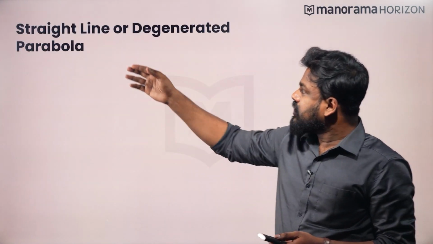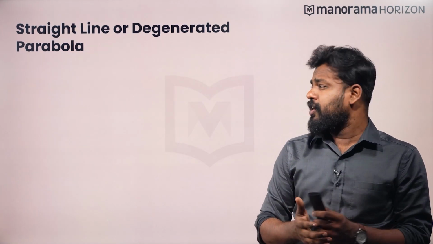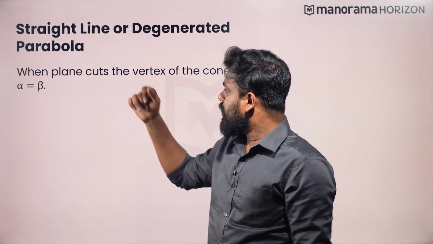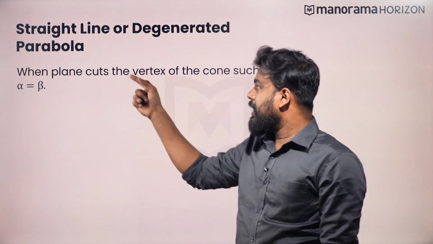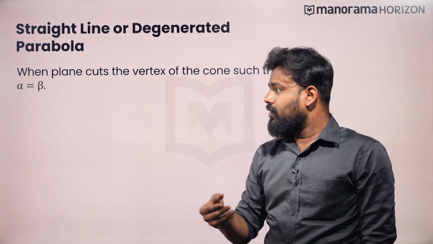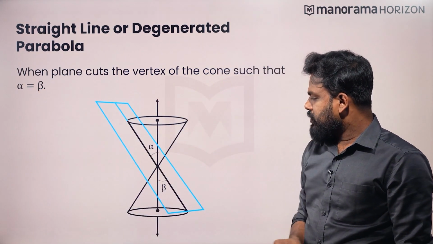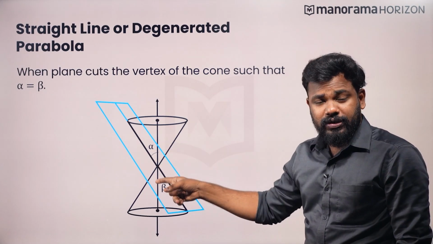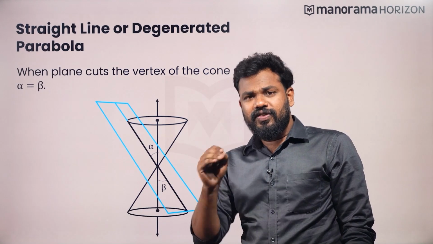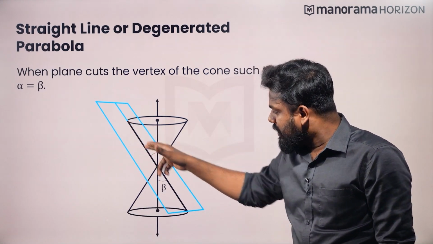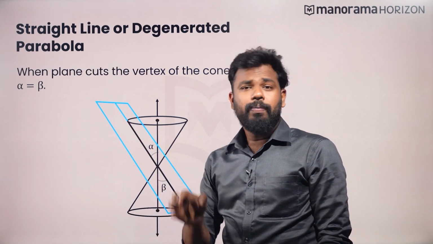And now how to get a straight line or degenerated parabola. What is the straight line or the degenerated parabola? So when the plane cuts the vertex of the cone such that alpha is equal to beta. So the plane is now cutting the vertex of the cone at what condition? Alpha is equal to beta. And how does the figure look? The figure looks like this. That is, you have two vertically opposite angles, alpha and beta over here, and they are definitely going to be equal. And if this condition is satisfied, you are going to get a straight line. And that is how you get a straight line or a degenerated parabola.